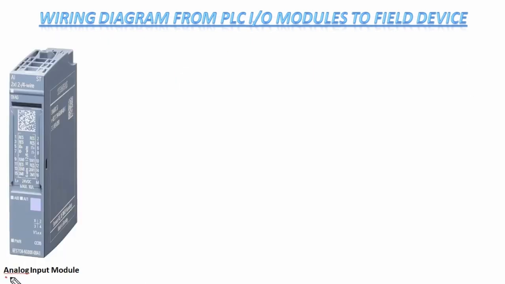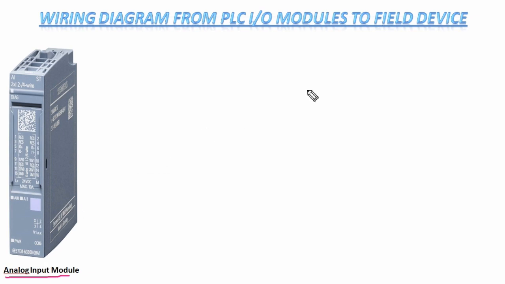Now the next device to learn is the analog input module. So what is the analog input module? In the previous slides we have learned the digital input module and digital output module. Digital means it deals with only one power supply, that is 24 volt DC, either received from the field or given by the module.